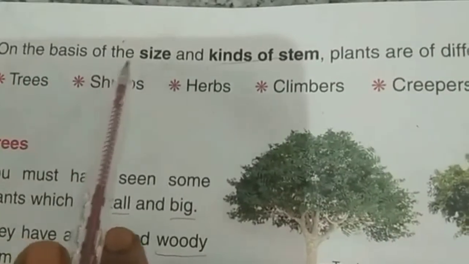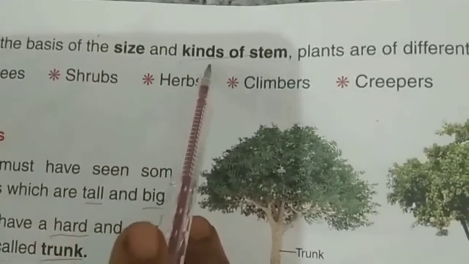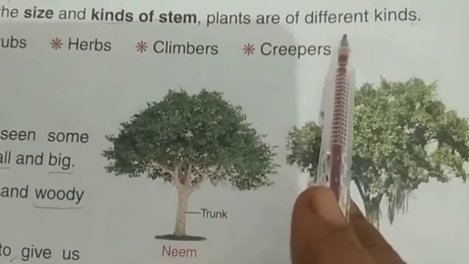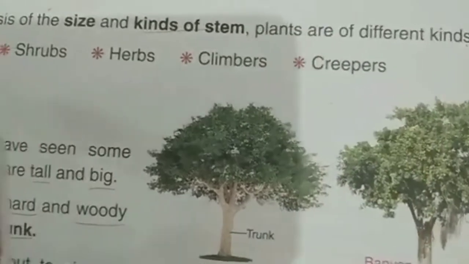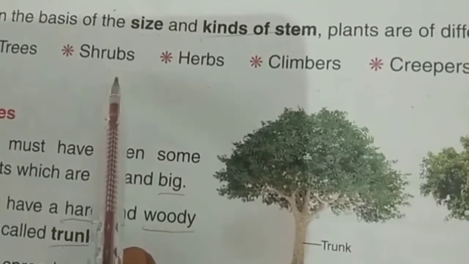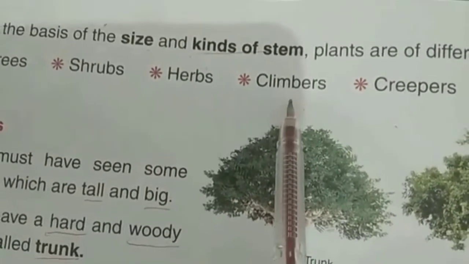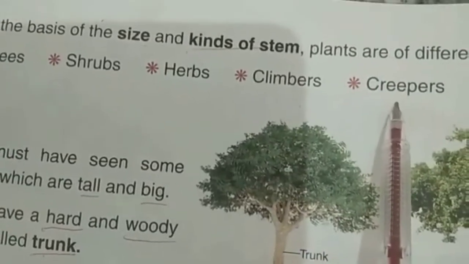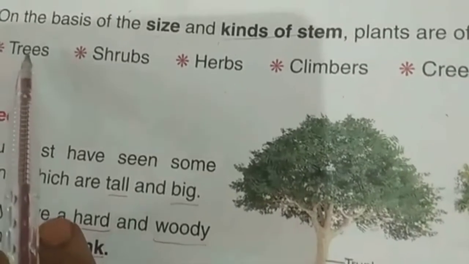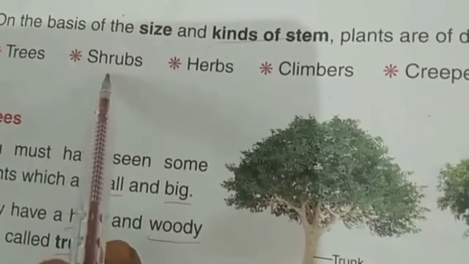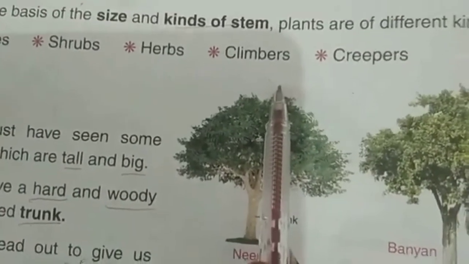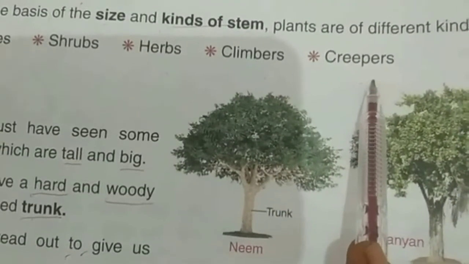On the basis of the size and kinds of stem, plants are of different kinds. They are trees, shrubs, herbs, climbers, creepers. Can we say it again? Trees, shrubs, herbs, climbers, creepers.